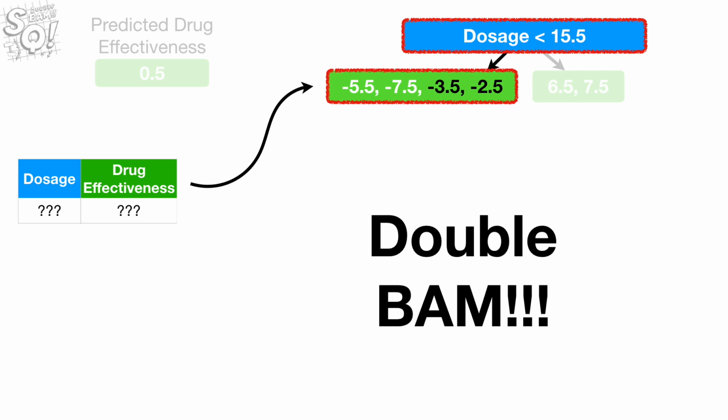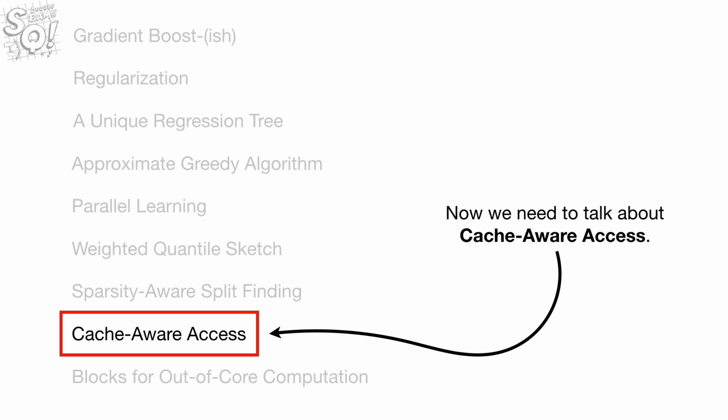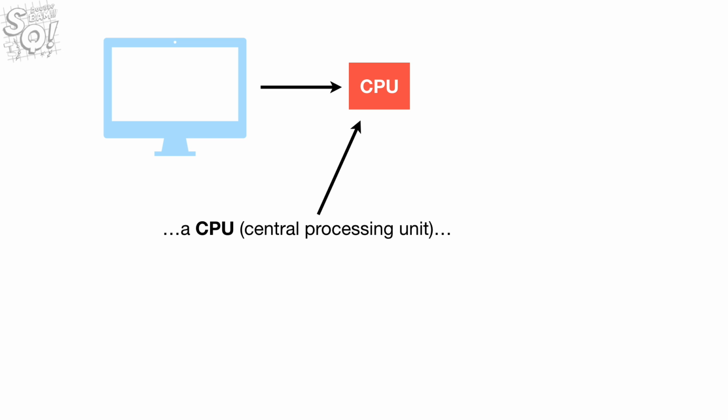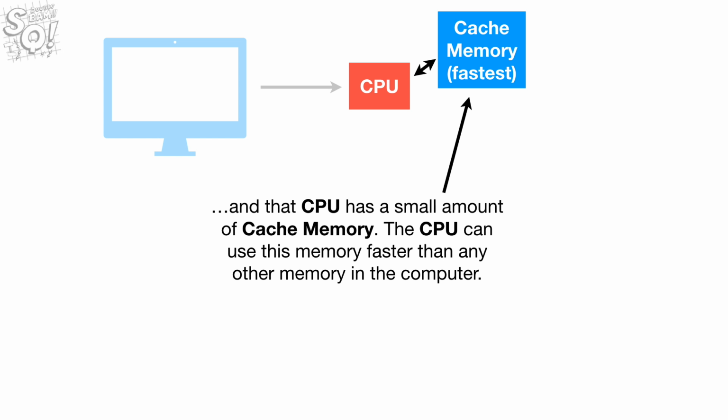Double bam! Now we need to talk about Cache-Aware Access. This is where XGBoost starts to get super nitty-gritty. The basic idea is that inside each computer we have a CPU, a central processing unit, and that CPU has a small amount of cache memory. The CPU can use this memory faster than any other memory in the computer.